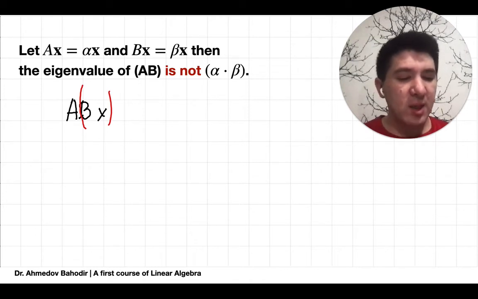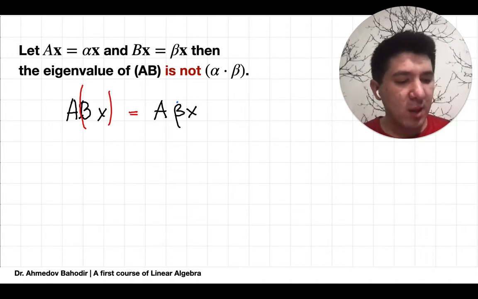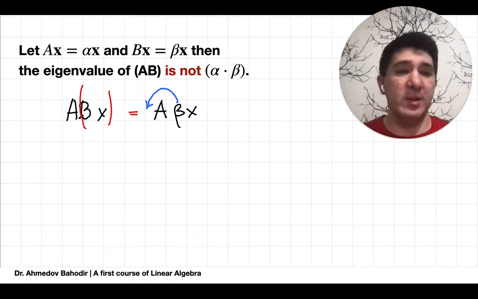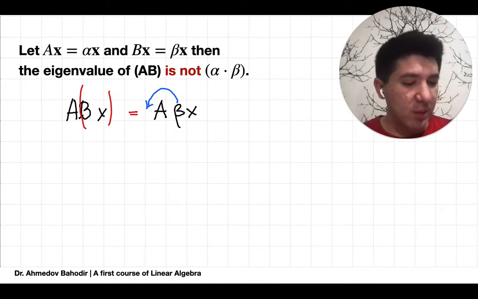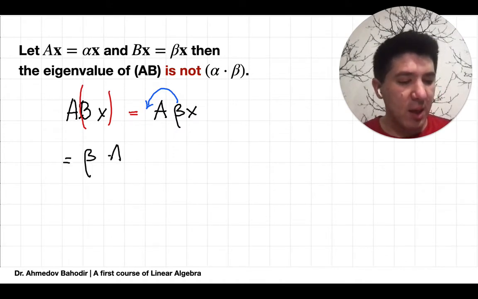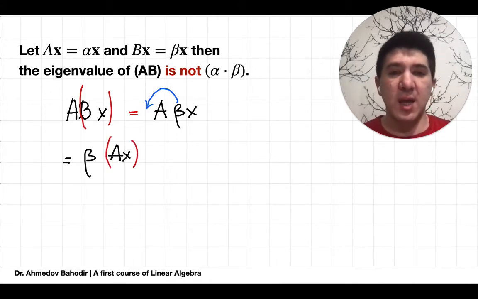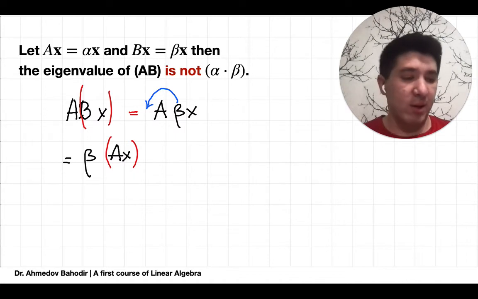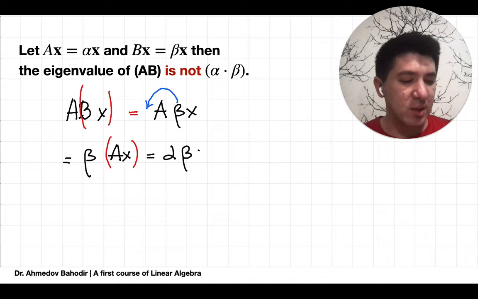So B times x is going to be equal to beta x if x is the eigenvector of B. So this is going to be equal to A times beta x. Since beta is a constant, I can move it anywhere else in this equation. So it is going to be equal to beta times Ax. And if x is the eigenvector of A, then A times x is equal to alpha x. So it is going to be equal to alpha times beta times x.